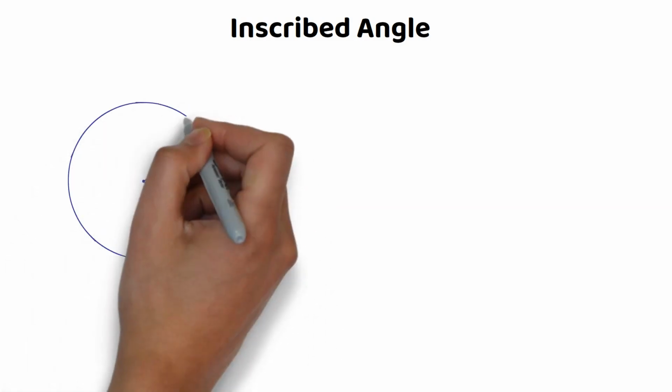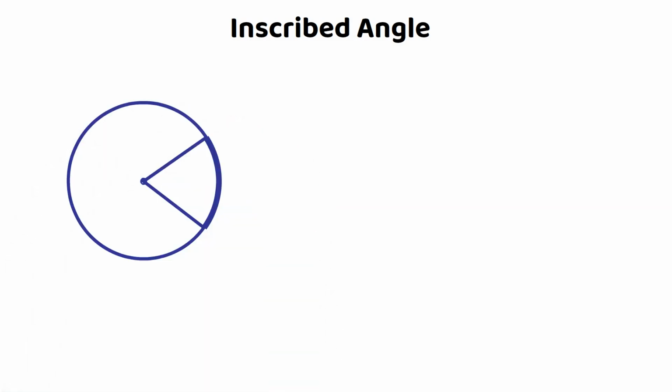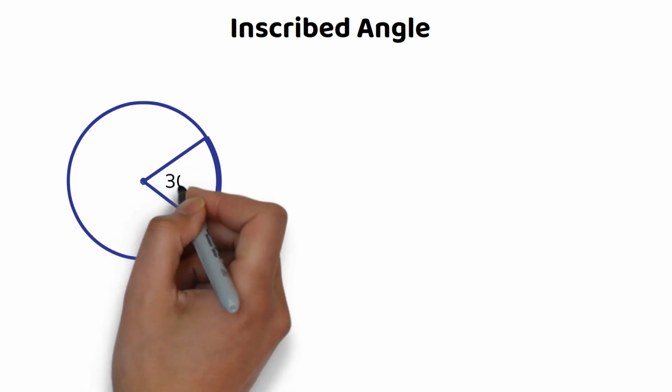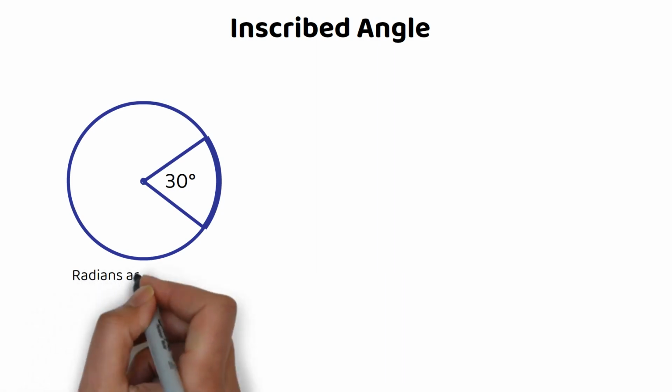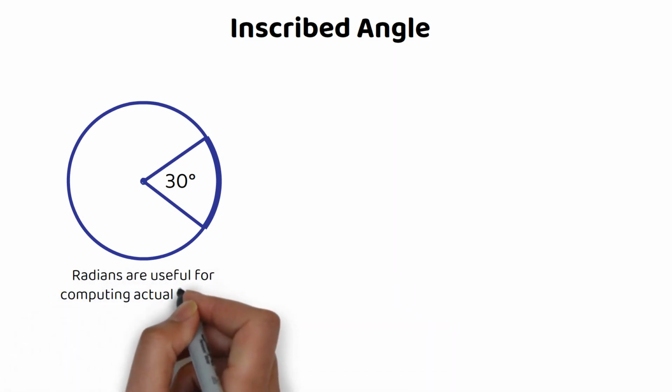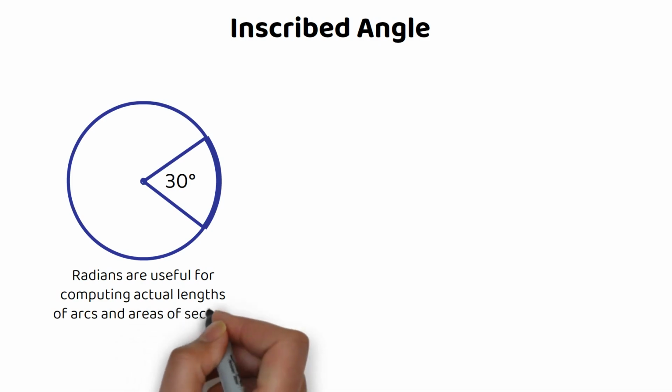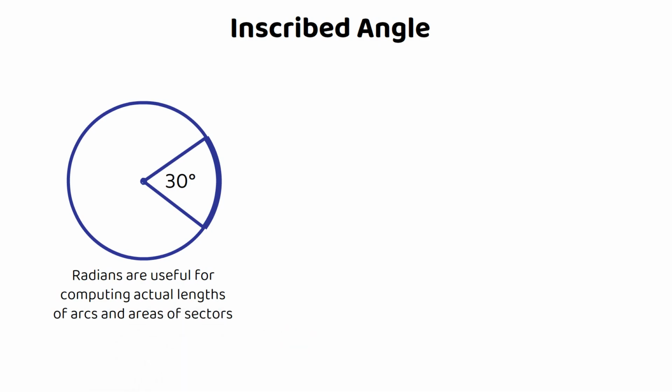Inscribed angles. We can describe a circular arc by its central angle measure. Thus, even though circular arcs are quantities of length, we can find it convenient to describe their size by the angle of the central angle that they produce. When we say a circular arc is 30 degrees, what we mean is that the arc produces a central angle of 30 degrees. Radians, which we just discussed, are useful for computing the actual lengths of the arc and the area of the sectors, but if we only want to describe a circular arc without caring about its length, then we might as well use degree units.